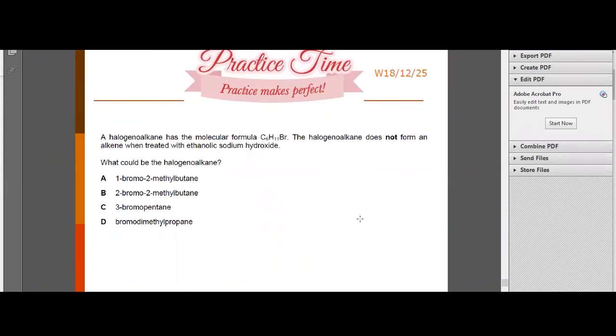Let's try again this one. Let's discuss. A halogenoalkane has the formula C5H11Br. The halogenoalkane does not form an alkene when treated with ethanolic sodium hydroxide. Why? Let's see. Is it A, 1-bromo-2-methylbutane? Once again, you should draw it: butane, 2-methyl, 1-bromo.